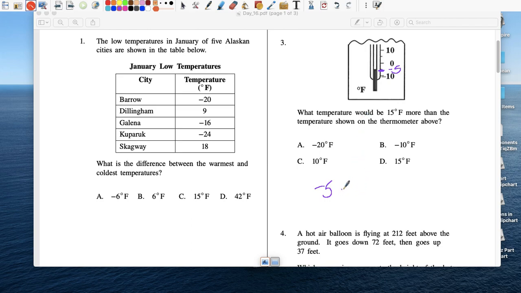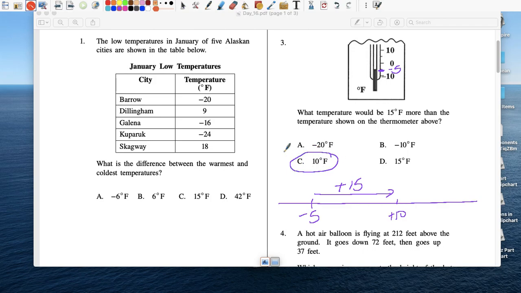Well, here's a number line, and you're at negative 5 right now, and I tell you, hey, go 15 that way, where would you land? Well, negative 5 plus 15 would be positive 10. So 3 is C.